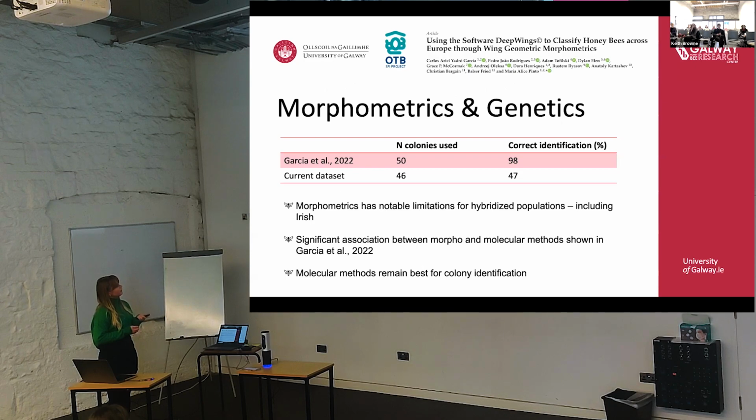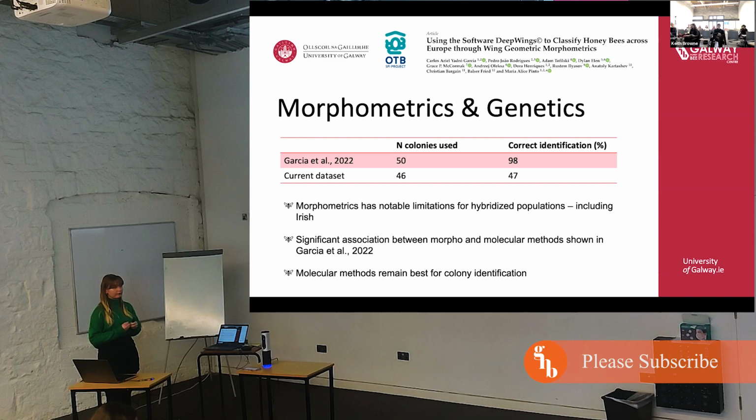So there was another Irish data set of samples used in this paper in 2022, and they documented agreement between morphometric and molecular methods 98% of the time. However, we only saw that agreement in 47% of cases. Now, the Irish samples that were used in this 2022 data set were from 2019 and before, and we know that we've had an increase in the number of imports in the last 4 years.